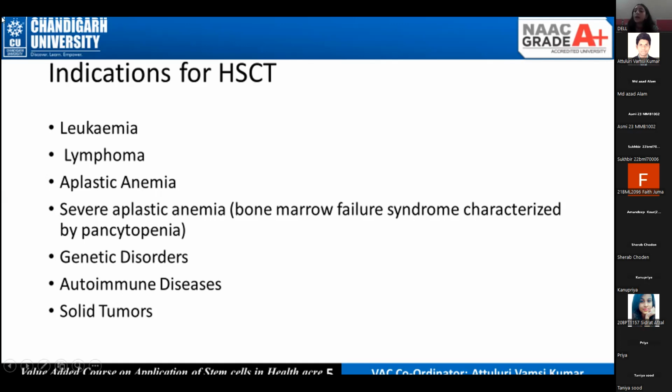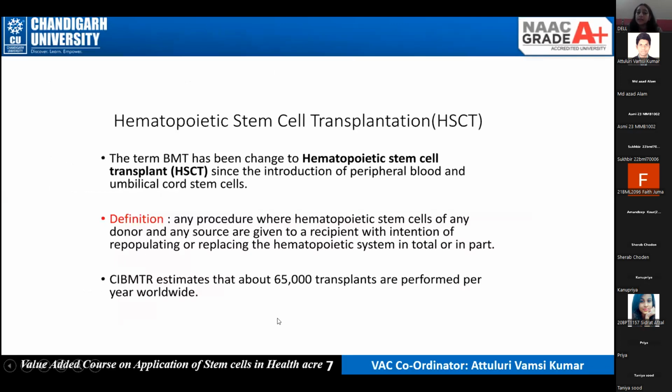Solid tumors are those types of tumors which have a solid mass of cancerous cells growing in any part of your body. A solid tumor is just a solid mass of tumor, made up of cancerous cells.